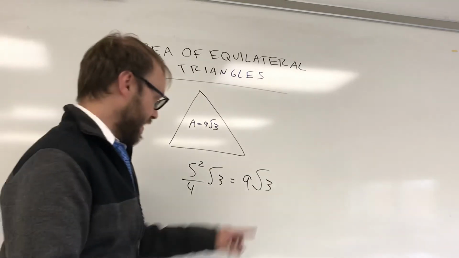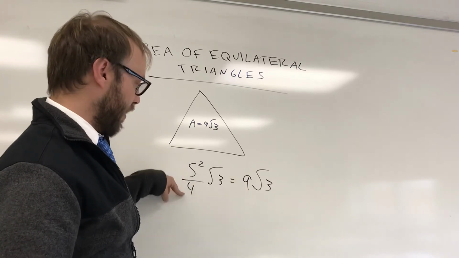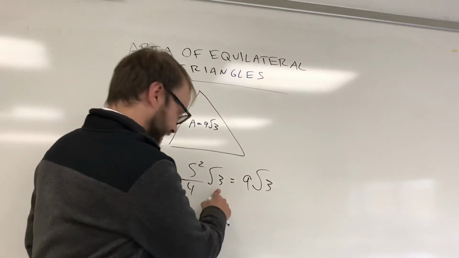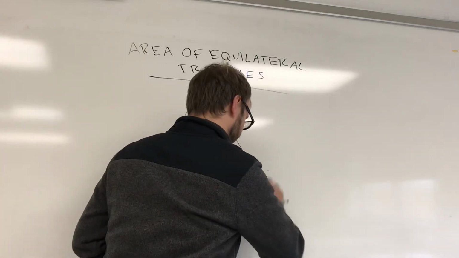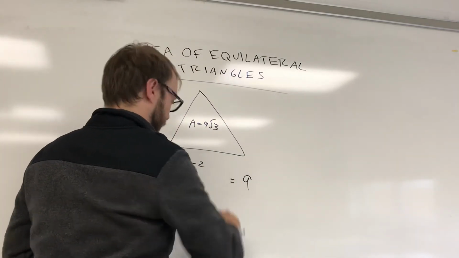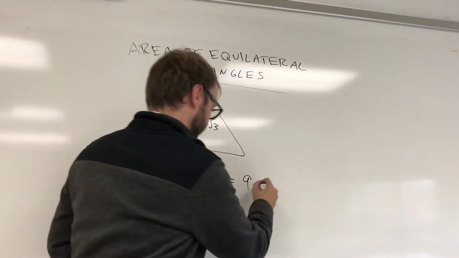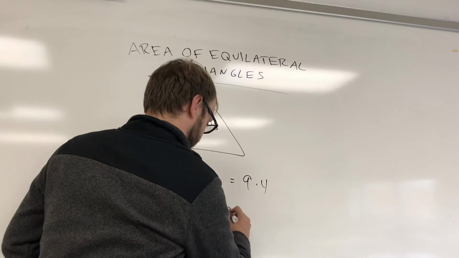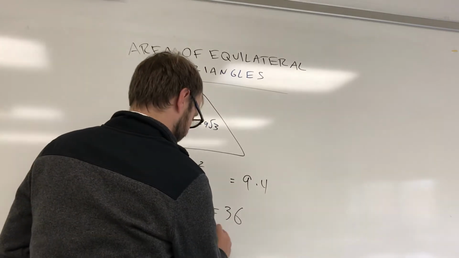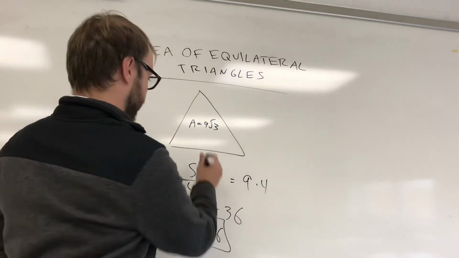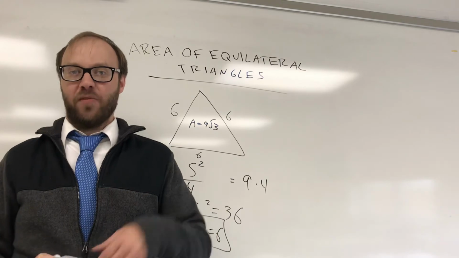And if you think about it, they both have a radical 3. So I'm really just trying to get 9 to match up with s squared over 4. In fact, you can divide this side by radical 3, you can divide that side by radical 3. That'll knock out the radical 3's on both sides, and then you have a little equation you can solve here. Multiply by 4, you get side squared is equal to 36. What do you square to get 36? The side length would be 6 units. So a 6 by 6 equilateral triangle would have an area of 9 radical 3.